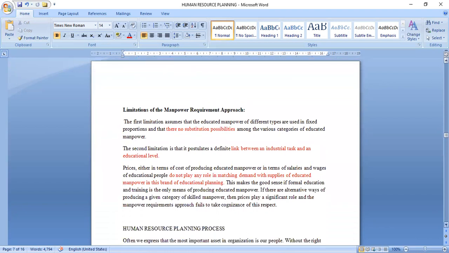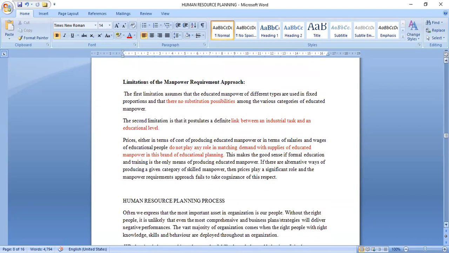So let's look at the limitations of the manpower requirement approach, which we have seen believes that there is a link between education and economic development. That when the government invests in educating citizens, these citizens will become productive and contribute towards the national income or towards the government revenue.